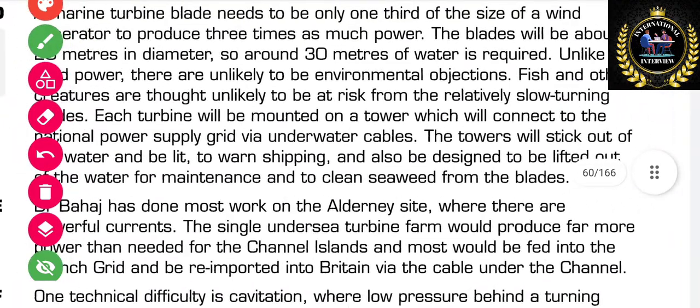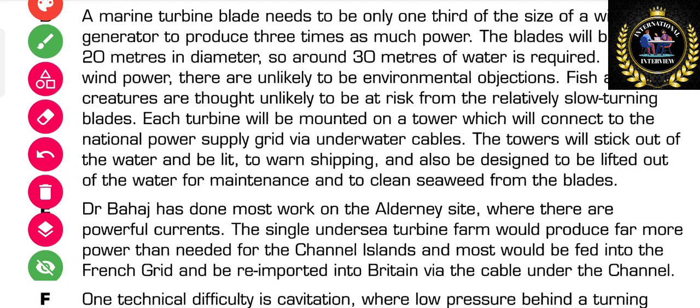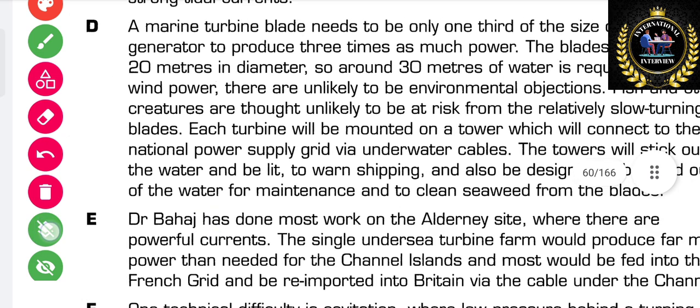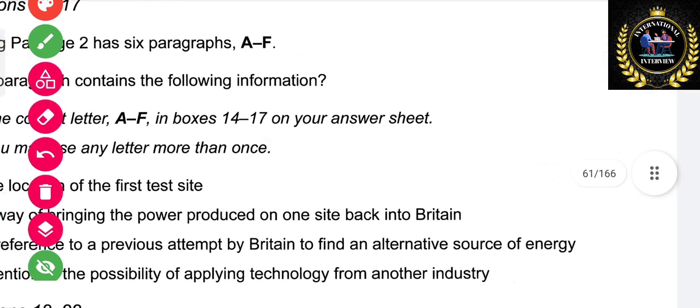The single undersea turbine farm would produce far more power than needed for the Channel Islands. It means the turbine will produce more power than expected, and most would be fed into the French grid and be re-imported into Britain. Re-imported means it will be started again into Britain via cables under the channel. So the answer for question number 15 will be, yes, you are right, E.